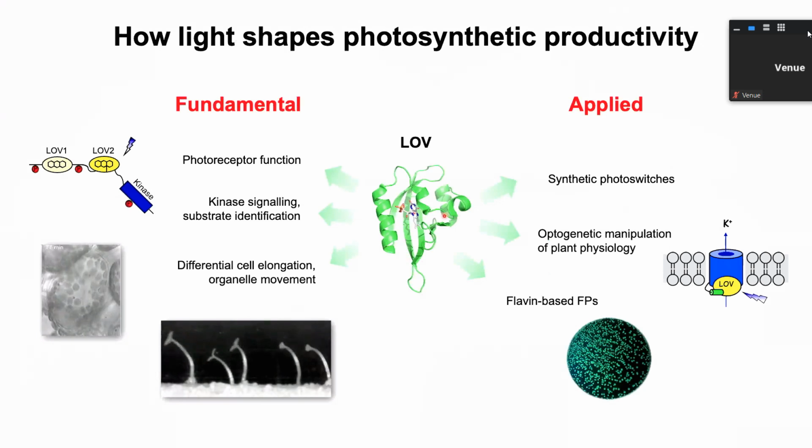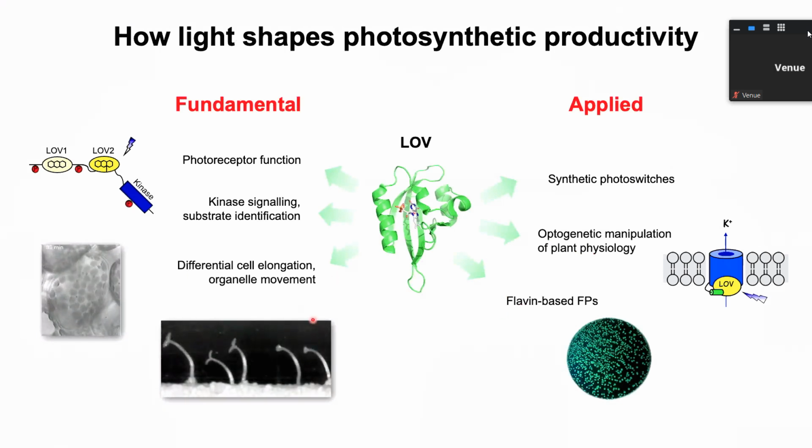We're doing this by looking at how this LOV motif, this light sensor, controls these processes. We've also hijacked this to make synthetic photoswitches with other lab groups. So we've got projects whereby we're controlling plant physiology through optogenetic manipulation, which I don't have time to talk about today, but we've also engineered these to be alternative fluorescent reporters to GFP.